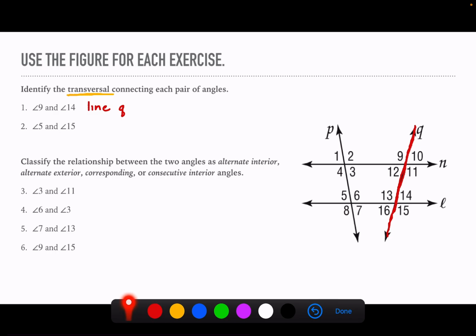Now, if we look at 5 and 15, we can say that our transversal for this one is going to be line L, because angle 5 and angle 15, their intersections are made from L going through both of these lines. Okay, so we're going to say line L.